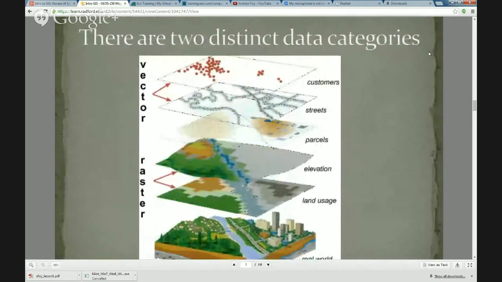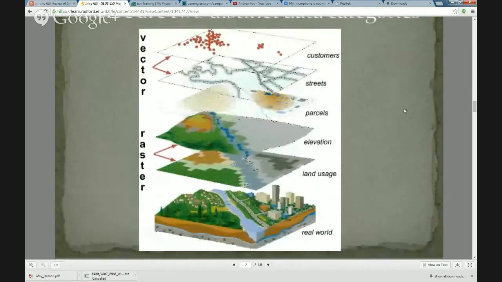Now, when we talk about the different types of GIS data, there are 2 very distinct categories. We have vector information, or vector layers, and we also have raster information, or raster layers. So remember, when we're talking about different types of data or different maps within the GIS, we refer to them as layers. In this picture, we have 4 layers. We have a customers layer, a streets layer, a parcels layer. We actually have 5, an elevation layer, and a land use layer. All of these are used to, again, model the real world.